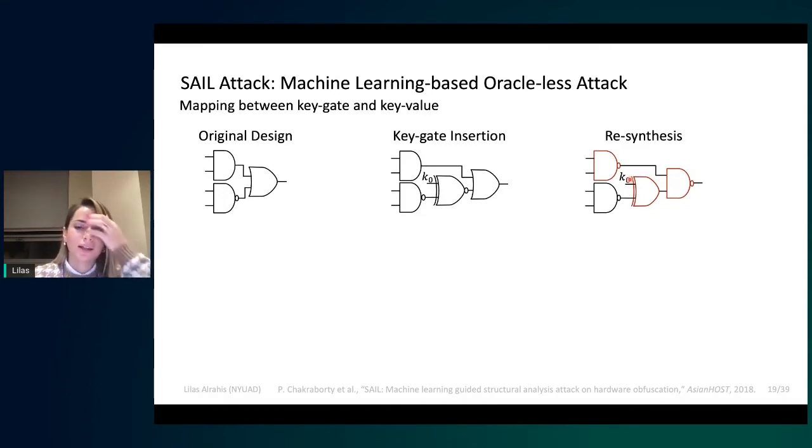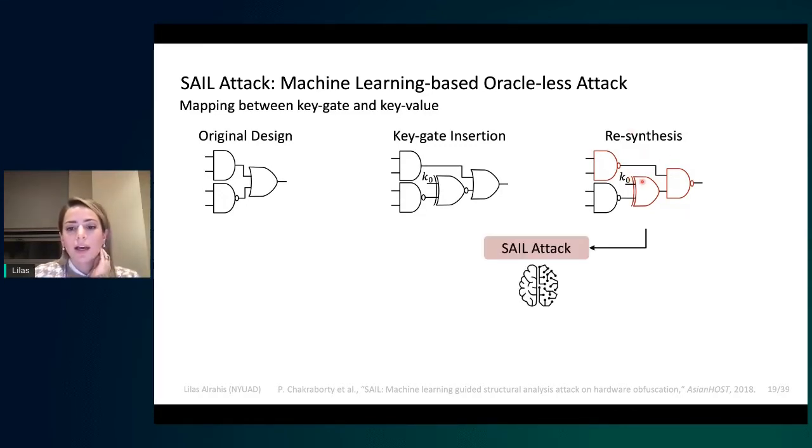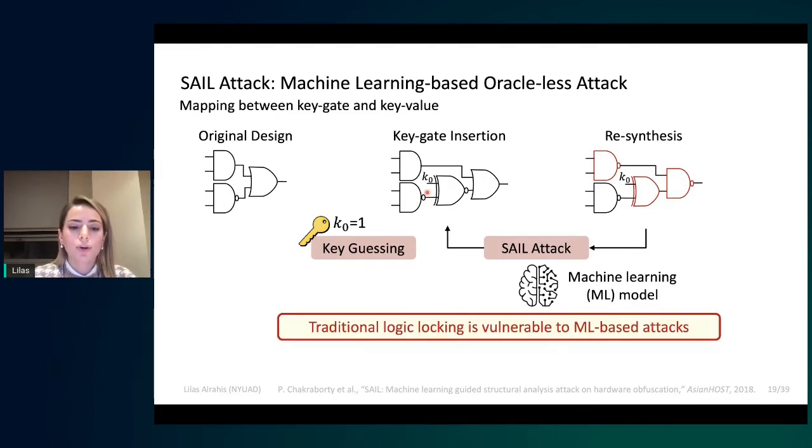Now, what the SAIL attack does is take this resynthesized netlist, encode it, pass it to a machine learning model, and undo synthesis to recover the locked netlist prior to synthesis. Then the attacker can perform key guessing and figure out the correct key. So SAIL showed that traditional logic locking is vulnerable to machine learning-based attacks.